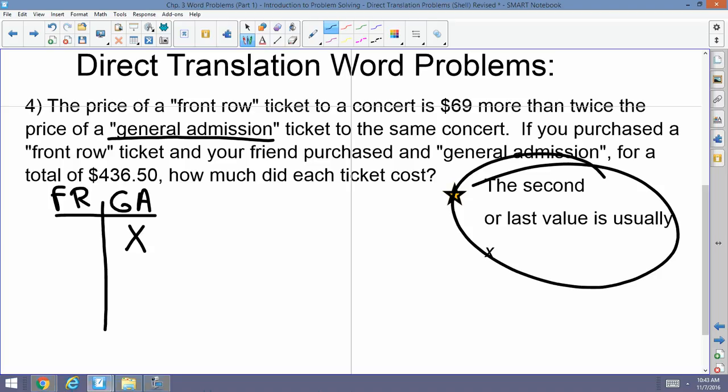Now, what do we know about front row? So how do we write that as an expression? Okay, 2x plus 69. $69 more than twice the price of a general admission. Does that make sense so far?